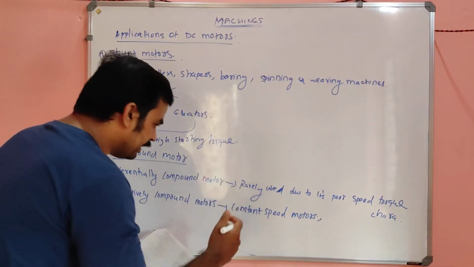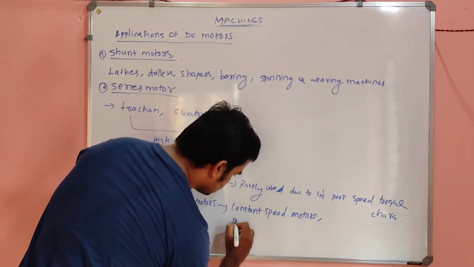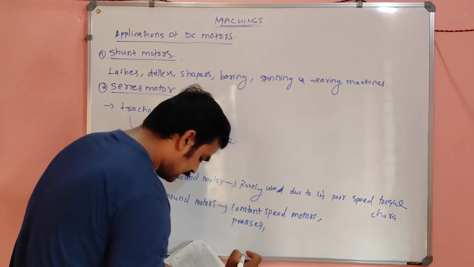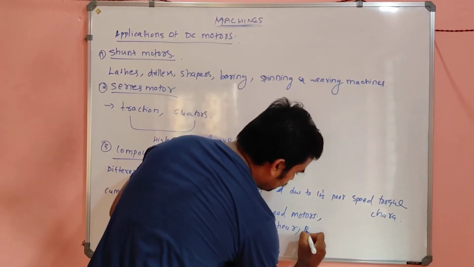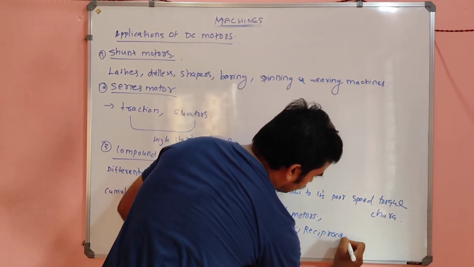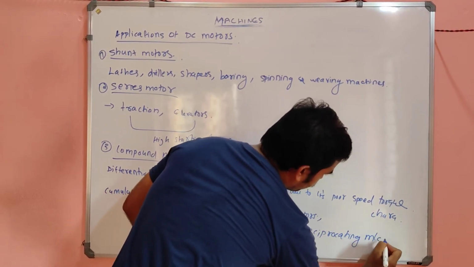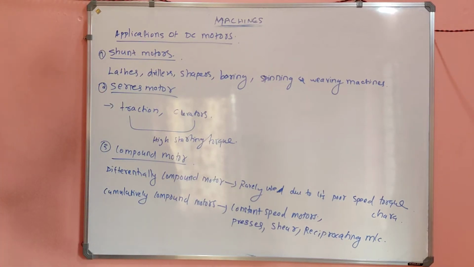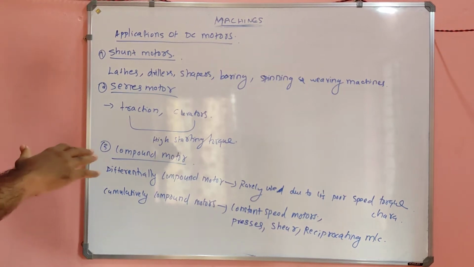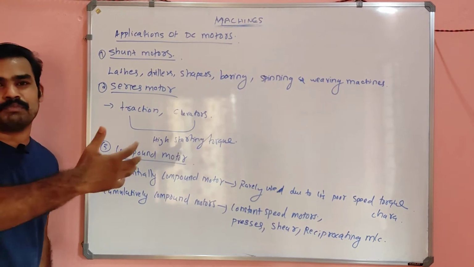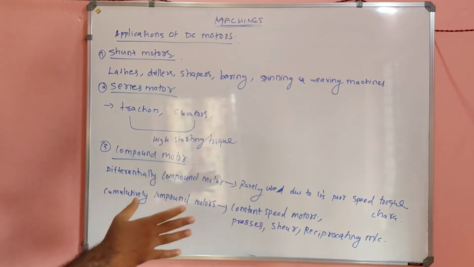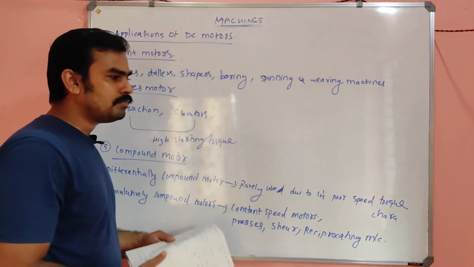So where are its applications? Presses and shears and reciprocating machines. So these are the places where we can use our cumulatively compound motor. It's a constant speed motor. You can use it here for variable speed conditions, and that speed is also constant in nature for some more time. Okay, that's all.